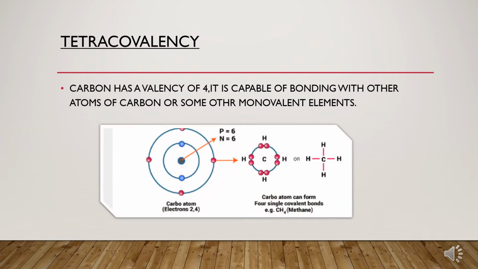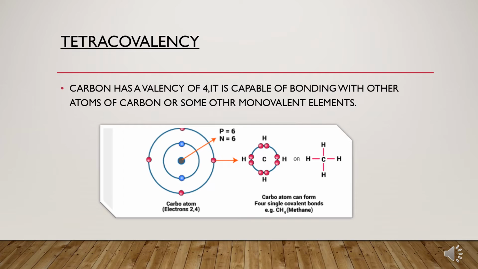The atomic number of carbon is 6 and its electronic configuration is 2, 4. The carbon atom has 4 electrons in its outermost shell. So it requires 4 more electrons to achieve the stable noble gas configuration, which it gets by the sharing of electrons. So we can say that carbon has a valency of 4 and it is capable of bonding with 4 other atoms of carbon or atoms of some other monovalent element.